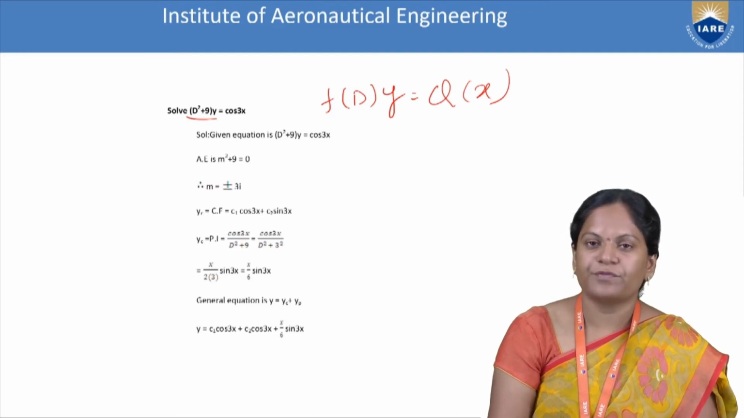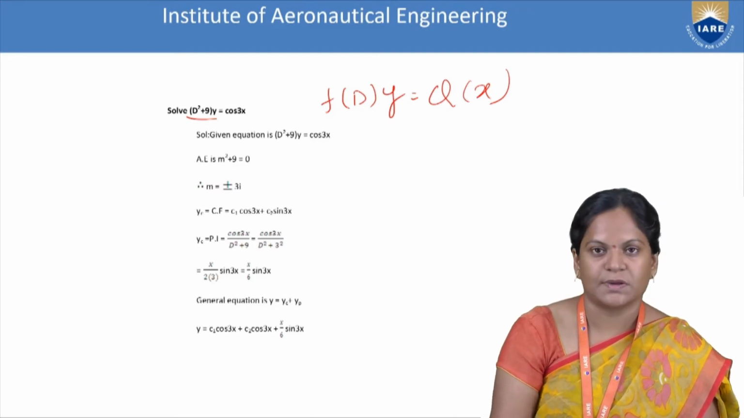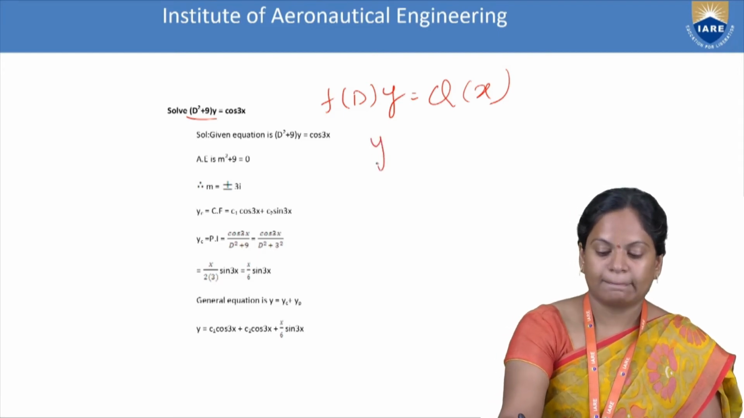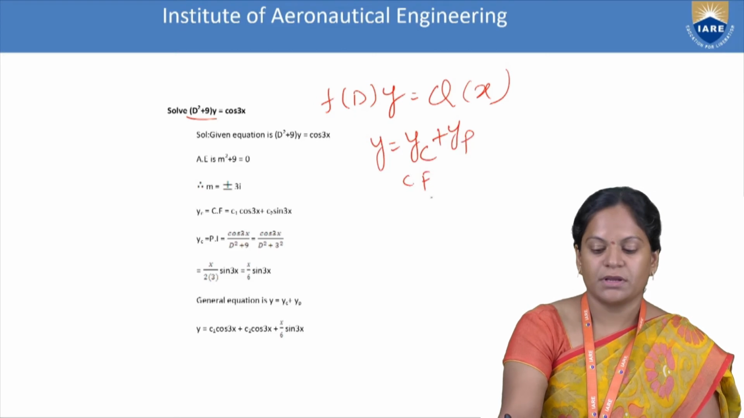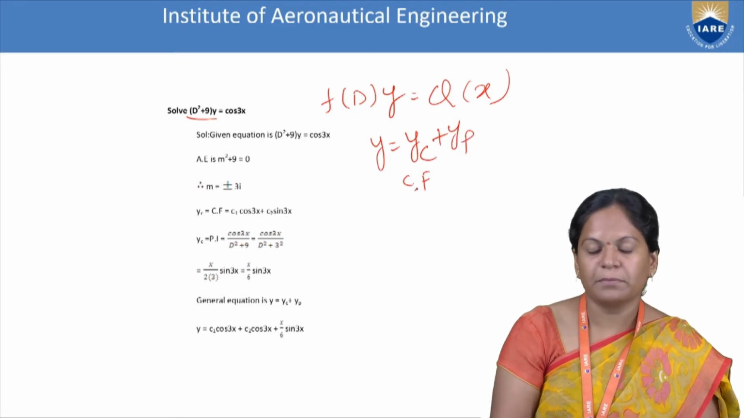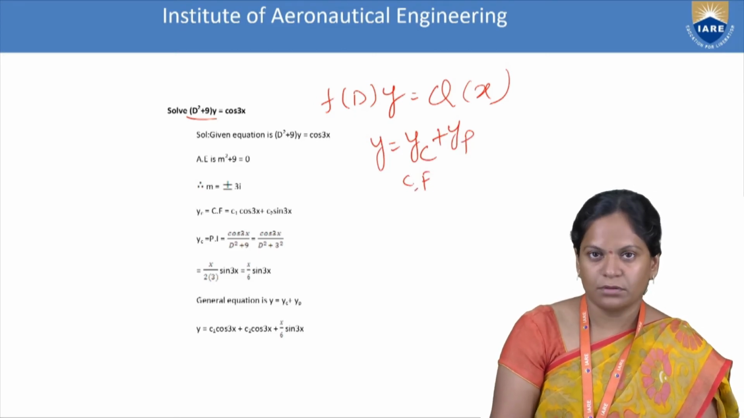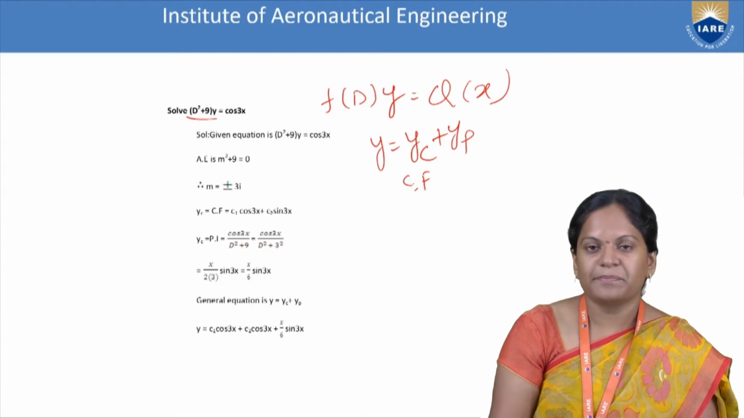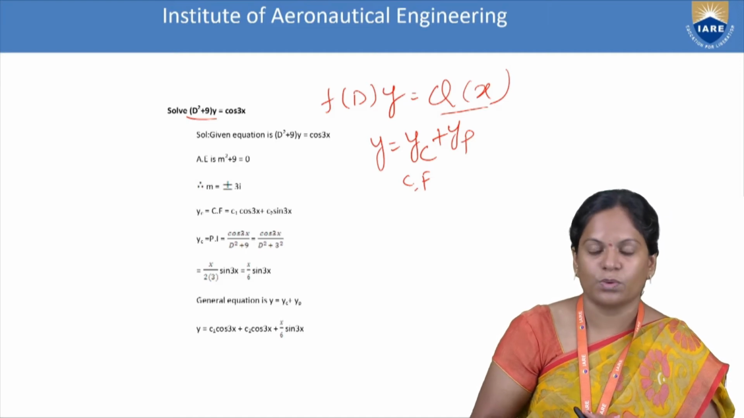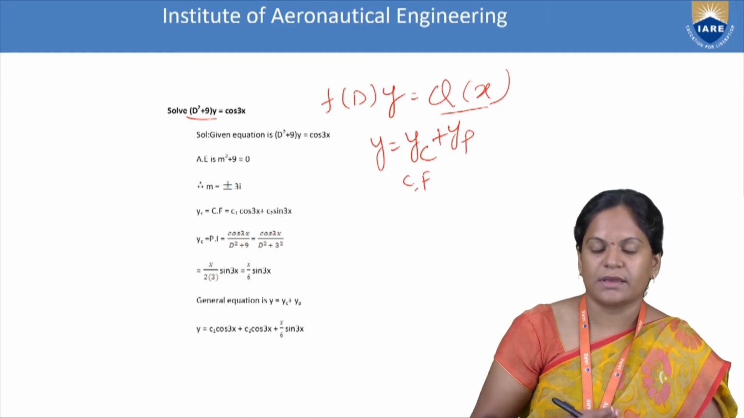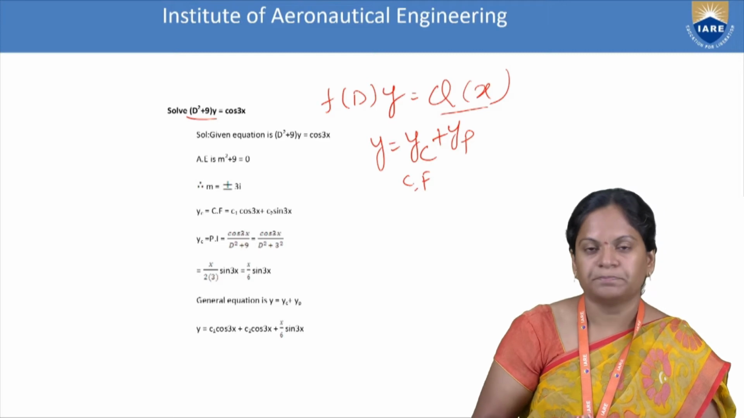So for any differential equation we have a general solution. What is the general solution of this equation? y equal to yc plus yp. Yc is nothing but the complementary function. This we find by using the roots of the f of d, and yp based on this q of x. Now in this session we have discussed only sin ax or cos ax in place of q of x. So first go for the complementary function.